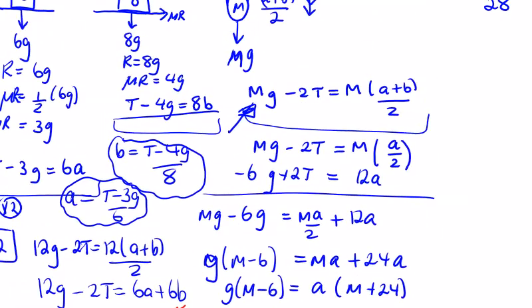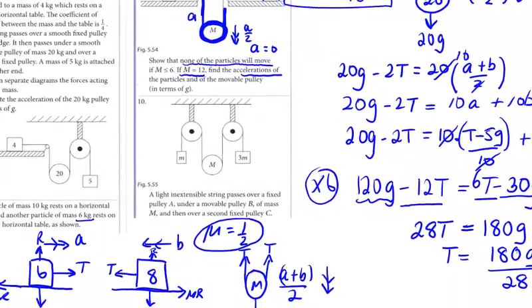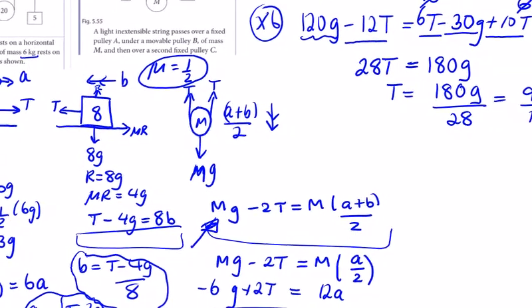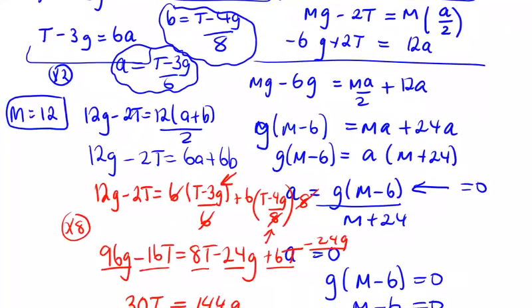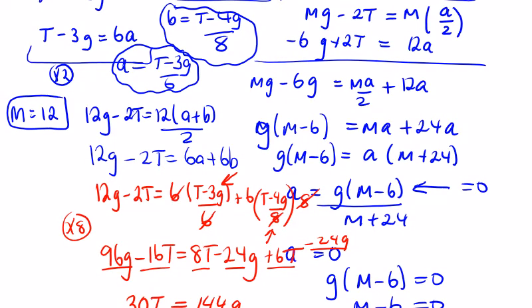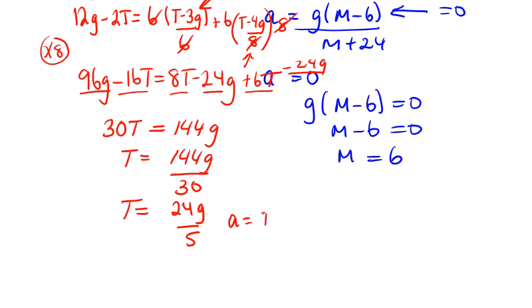I think we're asked to find A and B, are we? Back through this scrolling mess. Find the accelerations. We weren't asked to find t, but we needed to find the accelerations. So we have A and B in terms of t. To find the accelerations, A is t minus 3g over 6. And B is t minus 4g over 8.